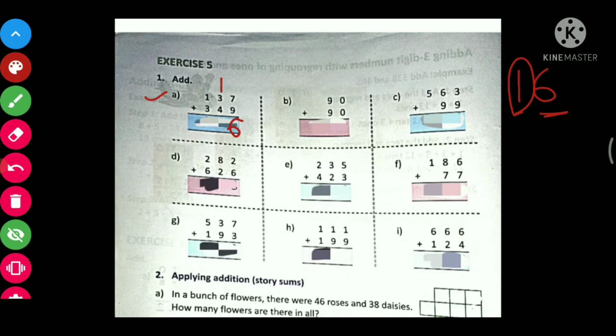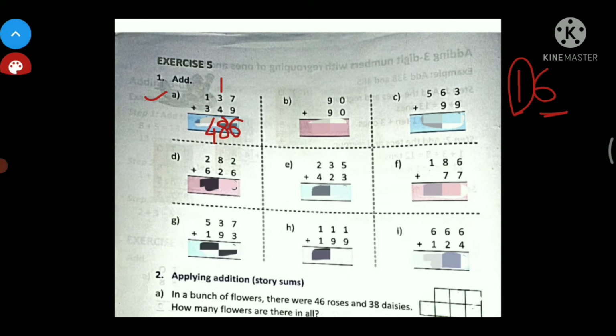Now see, in the tens place 1 plus 3, it will be how much? 4, right? 4 plus 4, 8, right? So we'll write 8 here. Now see, in 100 place 1 plus 3, it will be how much? 4. Okay, so our answer will be what? 486.